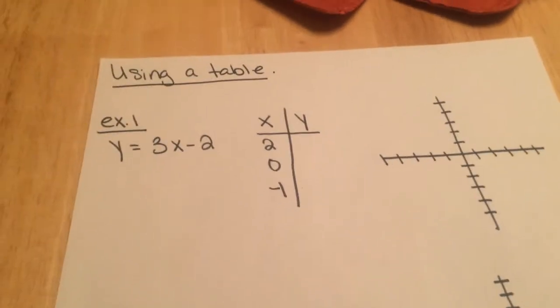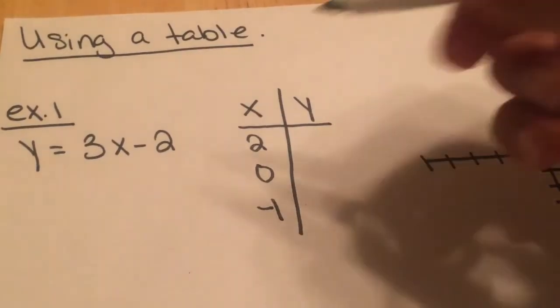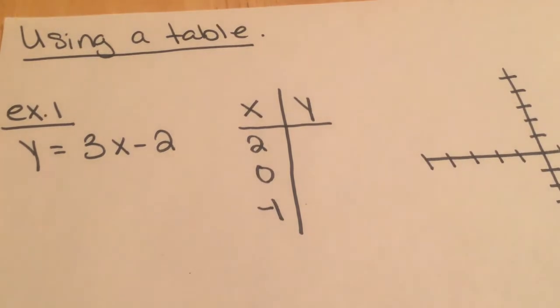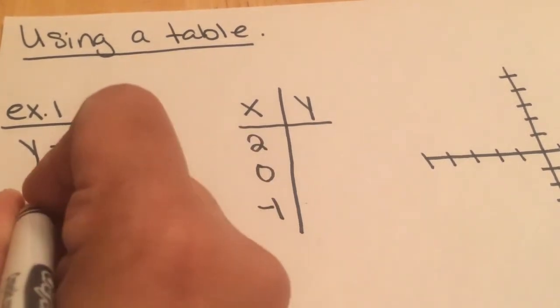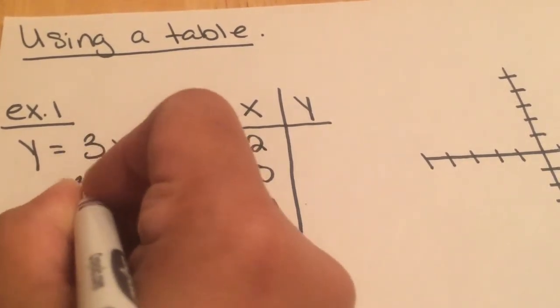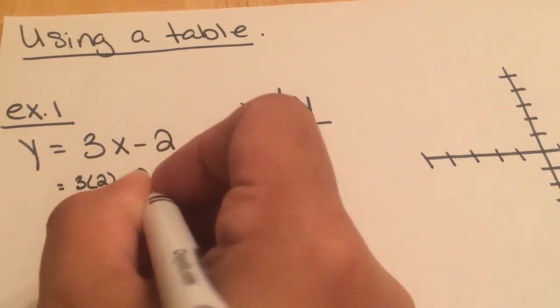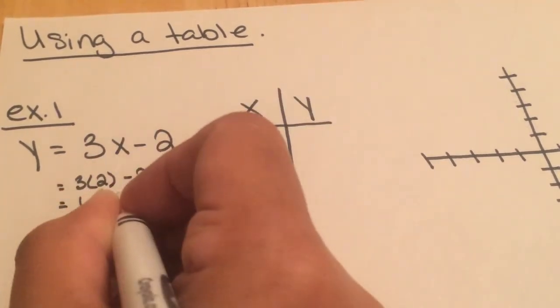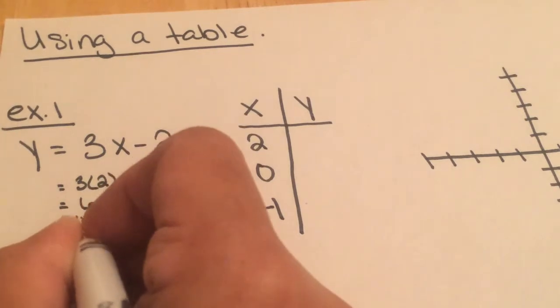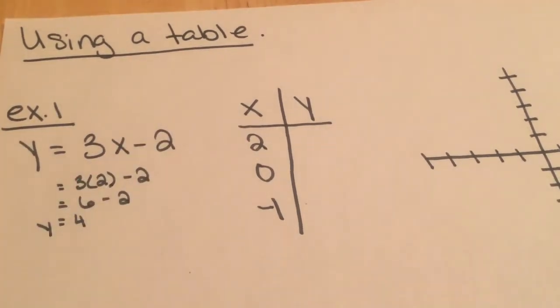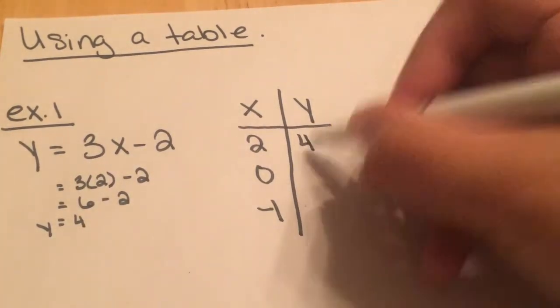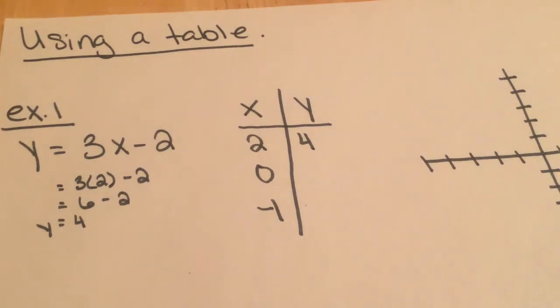Okay, so the first thing I'm going to do here is substitute this 2 in. To do that, I would have y equals 3 times 2 minus 2. 3 times 2 we know is 6, and 6 minus 2 is 4. Therefore, y equals 4. So I'm now able to fill in the y piece of my table.